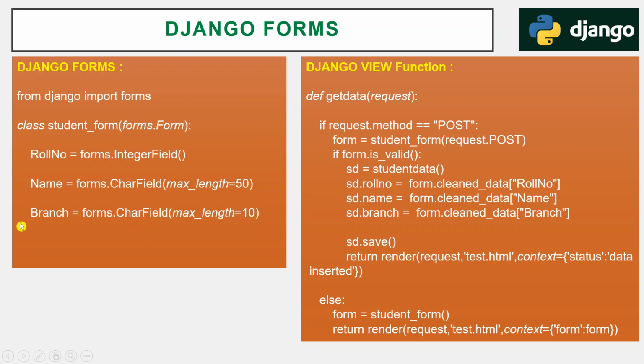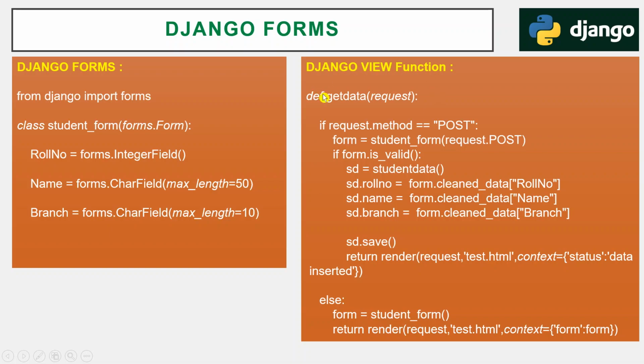Here also I am giving the branch. I am restricting the user from the front end to not type more than 10 characters. Name, more than 50 characters; I am restricting to 50 characters only. Like this we created one student form. And how to render this form to the front end, that is the task at hand now.